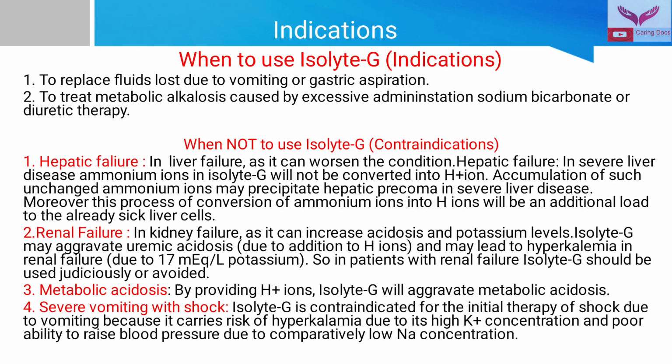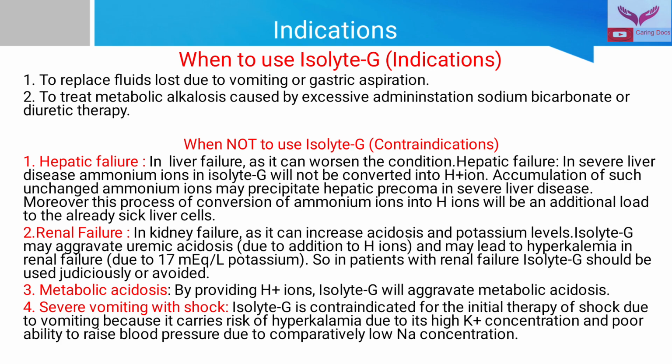We should also not use Isolyte G in patients with renal failure, because it can increase the risk of further acidosis and potassium levels. Isolyte G may aggravate uremic acidosis due to addition of hydrogen ion and may lead to hyperkalemia in renal failure patients, because it contains about 17 milliequivalent of potassium. So in patients with renal failure, Isolyte G should be avoided, or it should be used very judiciously.